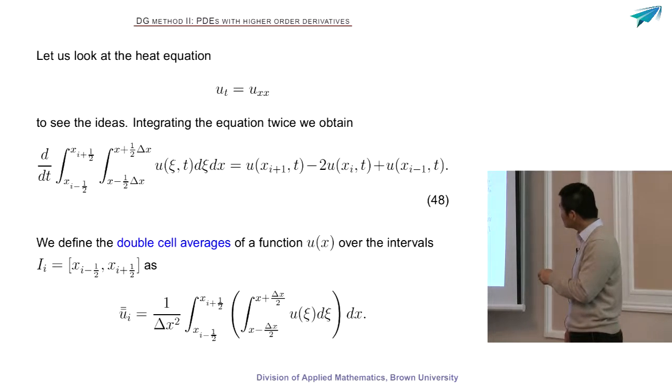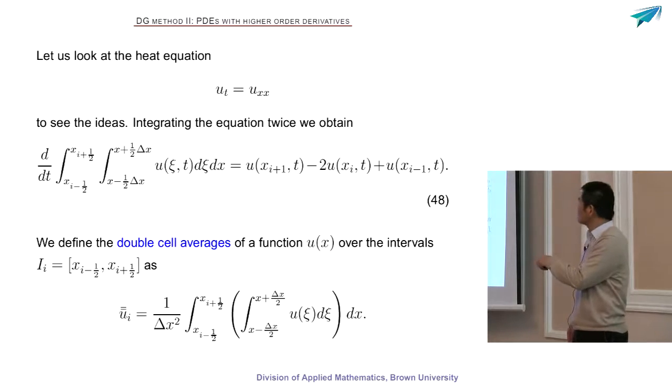So let's again use heat equation in 1 dimension as an example. The traditional finite volume scheme would use just a single integration over the cell divided by the cell length, which is called cell average, as the computational variable. This non-standard scheme uses the so-called double cell average, which means you do the cell averaging operator once, and you do it a second time.